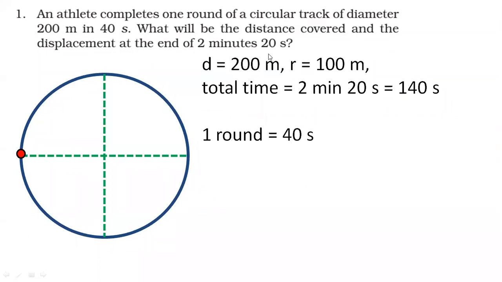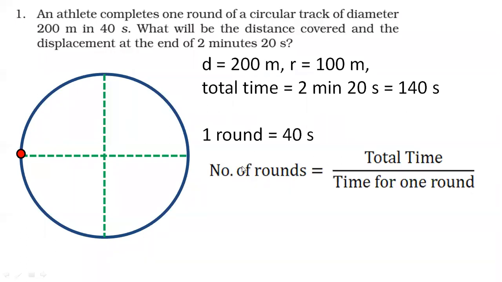Now we need to calculate distance and displacement. But for both these cases, we need to know how many rounds this athlete was able to complete in 2 minutes 20 seconds. That means in 140 seconds, how many rounds this person was able to complete. Only then can we calculate distance and displacement. So for one round, how much time is it taking? That athlete is taking 40 seconds. That is given in the question.